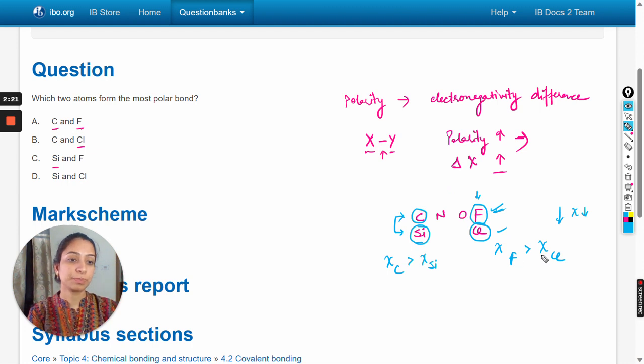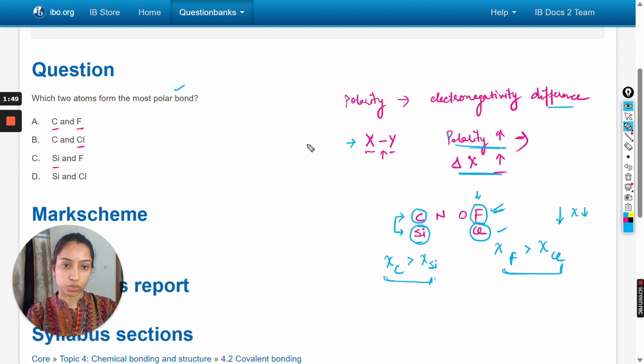So here we can see we have already compared the electronegativities of carbon with silicon and of fluorine with chlorine. So if we want to know the most polar bond, which means the polarity will be highest, that is when the electronegativity difference will be higher. And the electronegativity difference will be the highest when one atom is the most electronegative and another will be the least electronegative.